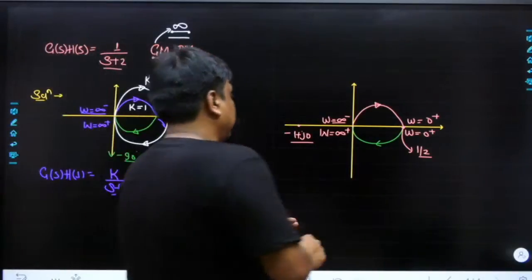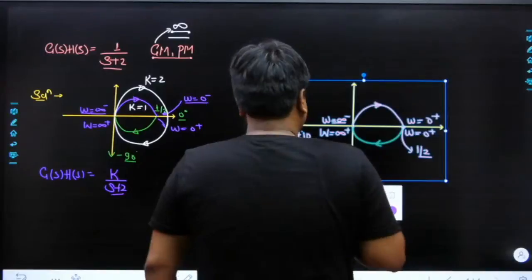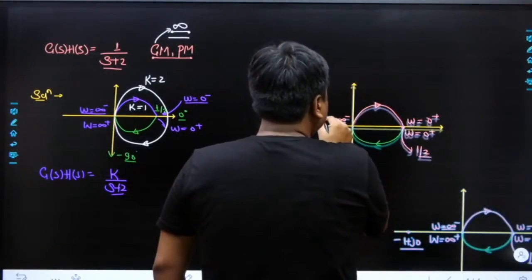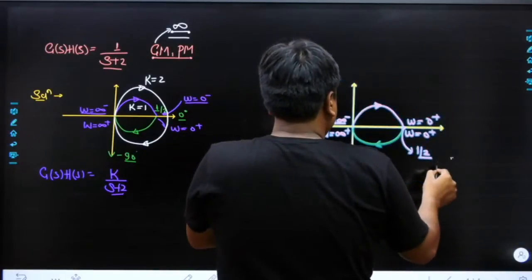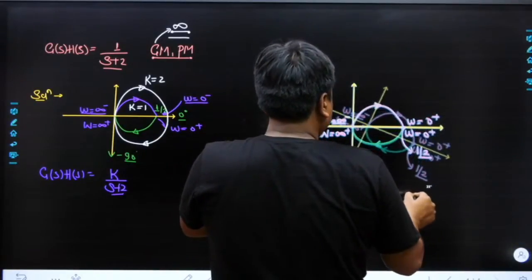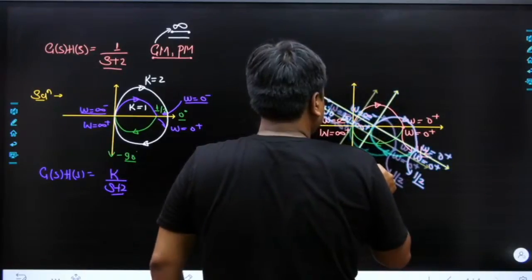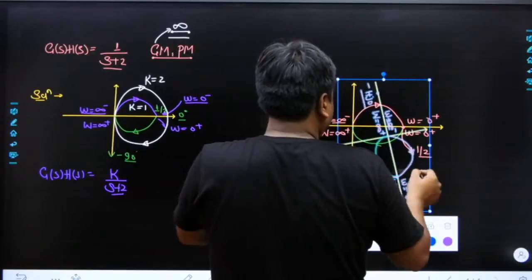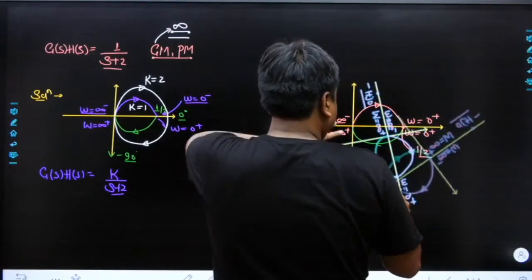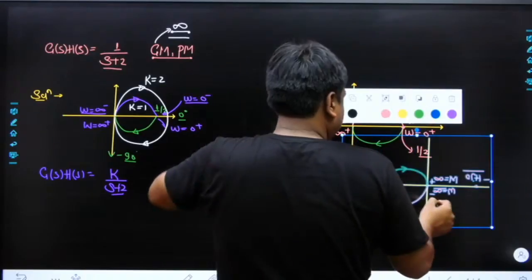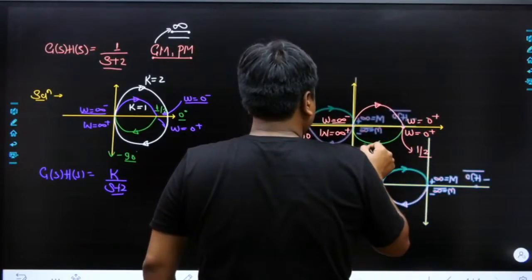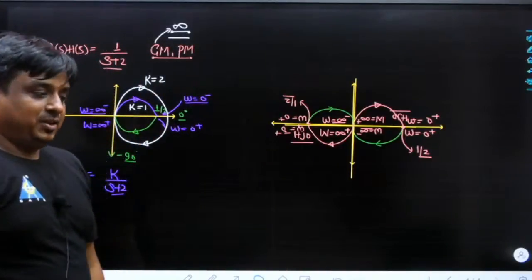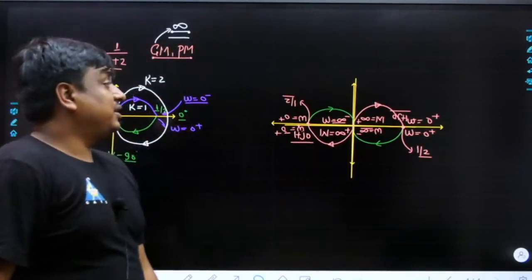If you are not able to understand what we are going to do over here, let me copy this out and let me start giving the lag now. I have started giving the lag now. Even if I give the lag of 180 degree, like here I have given the lag of 90, let me give the lag of 180 degree. See, 180 degree lag is being given, but still minus 1 plus j0 has not been encircled.